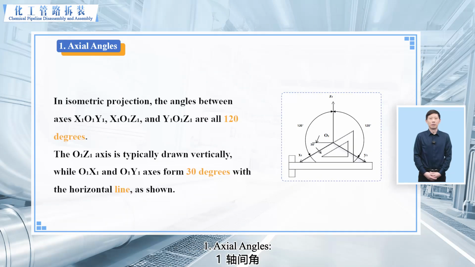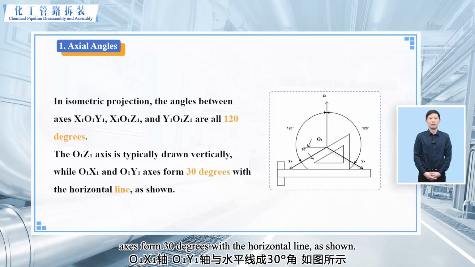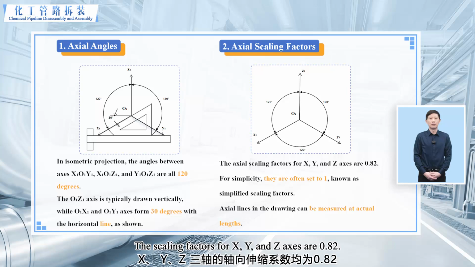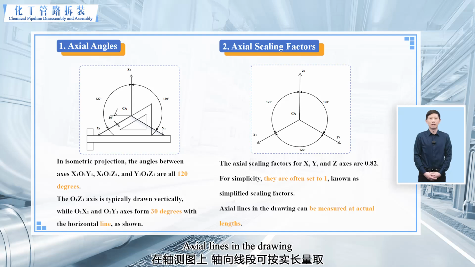Next, we'll learn two key concepts of isometric projection. First, axial angles in isometric projection, as shown in the figure. The O1Z1 axis is typically drawn vertically, while the O1X1 and O1Y1 axes form 30 degrees with the horizontal line as shown. Second, axial scaling factors. The scaling factors for the X, Y, and Z axes are 0.82. For simplicity, they are often set to 1, known as simplified scaling factors. Axial lines in the drawing can be measured at actual lengths.